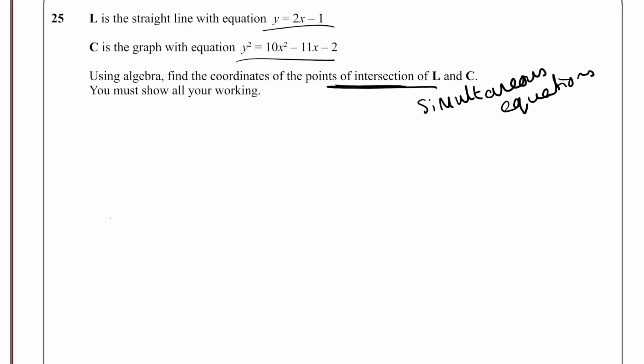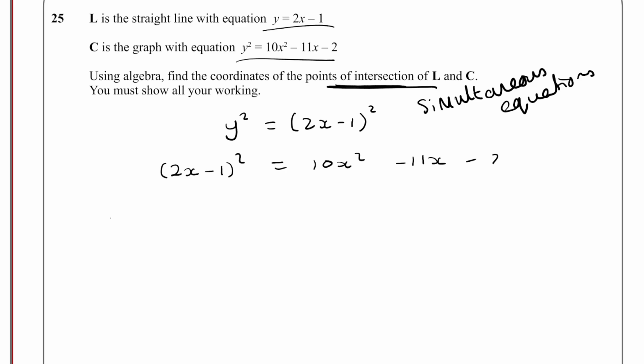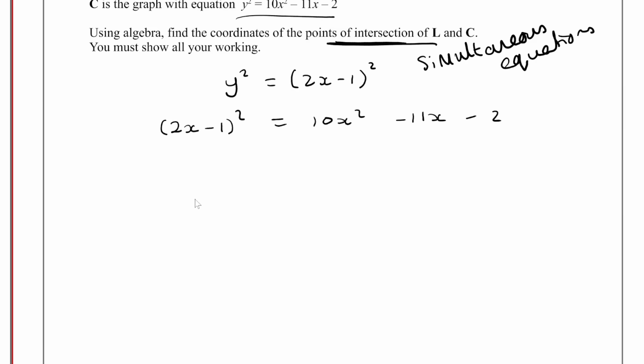And in this case, we want to square both sides of our straight line graph, make it y squared equals 2x minus 1 squared, and then we can substitute in for y squared 2x minus 1 squared. So we get 2x minus 1 squared equals 10x squared minus 11x minus 2. So we've got something just in terms of x, and we will solve it. So expand the brackets, make it equal to 0, and solve the quadratic.